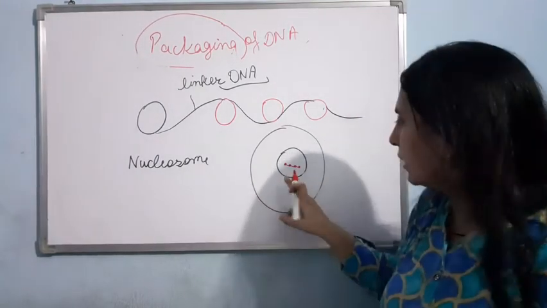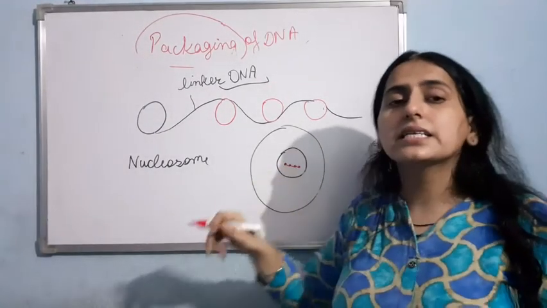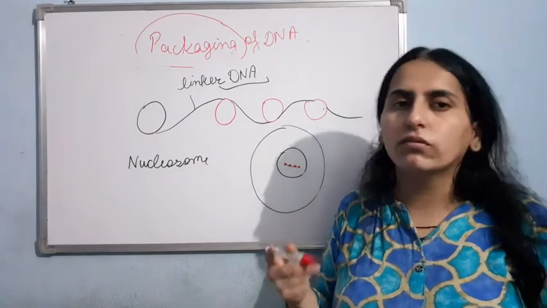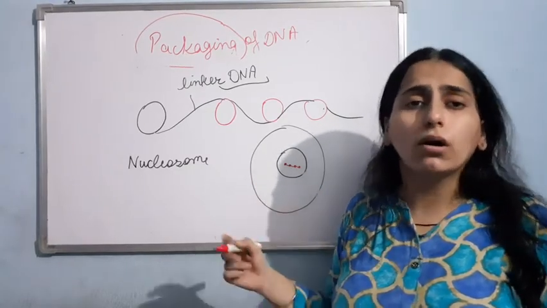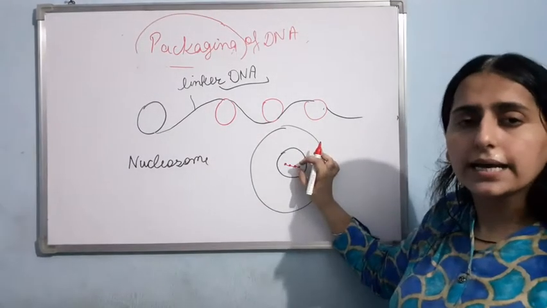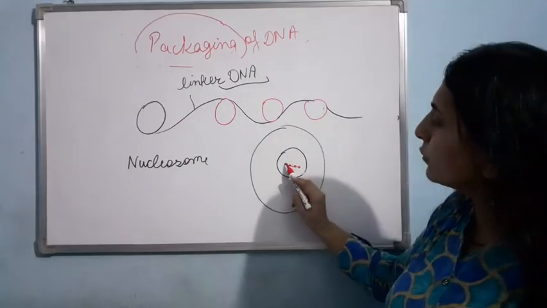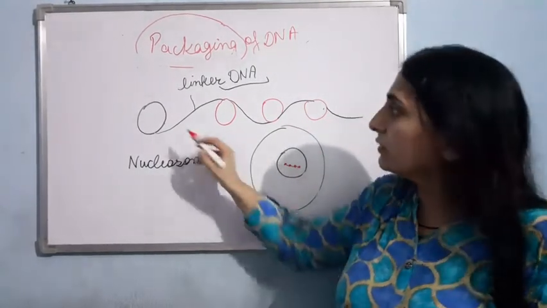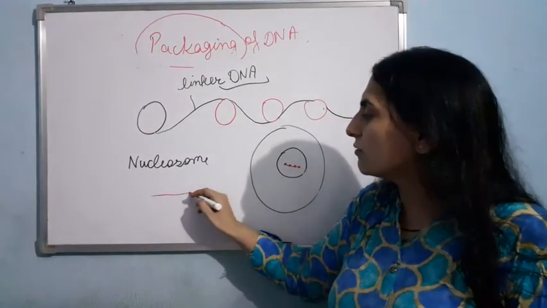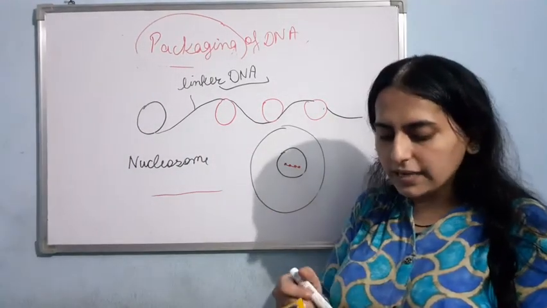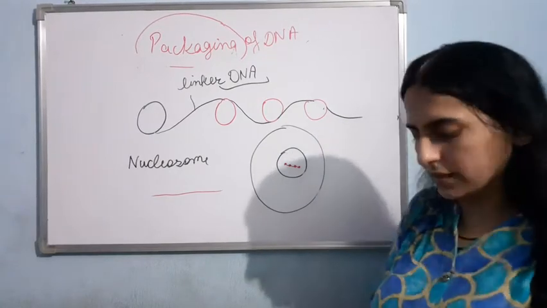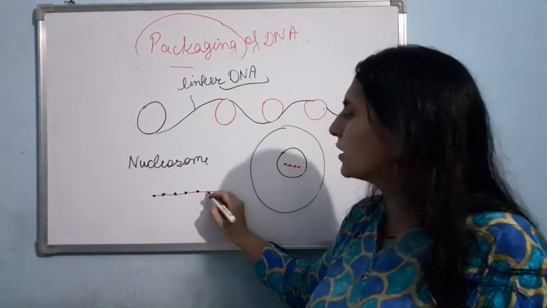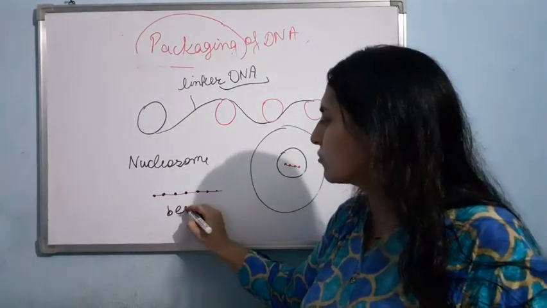Am I clear? The nucleosome itself contains the histone proteins over which the negatively charged DNA is bound. Otherwise your DNA is 2.2 meters long, which can't be adjusted in this small nucleus. Clear? Now if you see this structure through an electron microscope, it will appear like beads on a string, as if I have a string and on that string I have beads. So this structure gives the appearance of beads on a string.